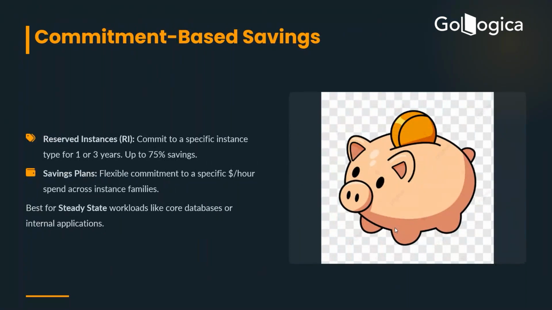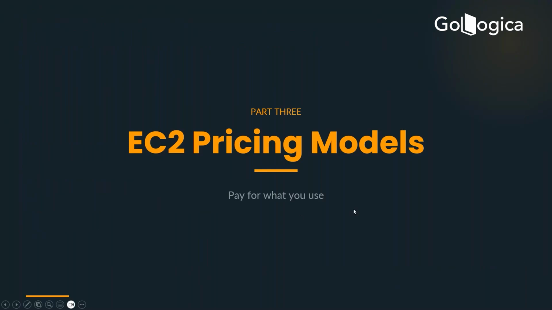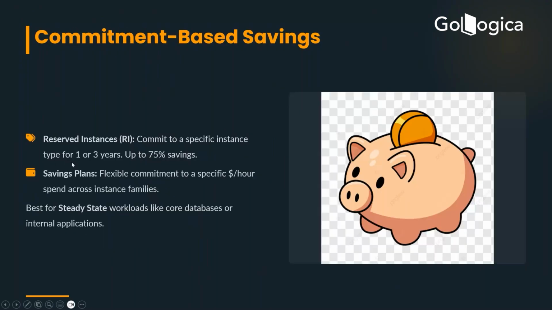Okay, so commitment-based savings. If you're committing, here you have reserved instances. You commit to a specific instance type for 1 or 3 years, and you get up to 72 or 75% savings. You need to select the instance type, whether it is T2 micro, T2 nano, or T5 large. You will be reserving that for 1 or 3 years.